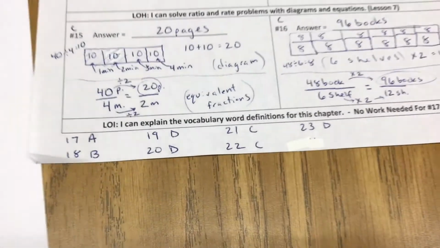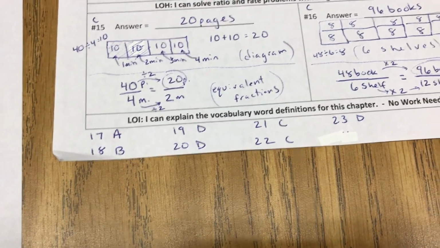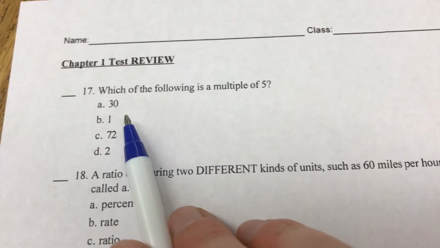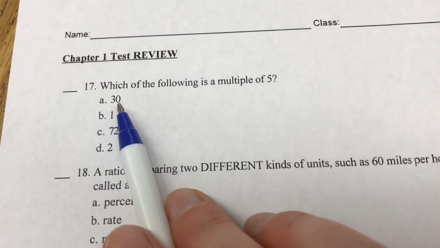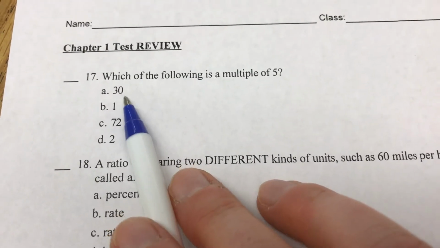Looking at the vocab, here are your answers for the vocab. If you want to pause it on that and check, I'm going to go through each one. So number 17, a multiple of 5 would be 30. So it has to end in a 5 or a 0. 5, 10, 15, 20, 25, 30.